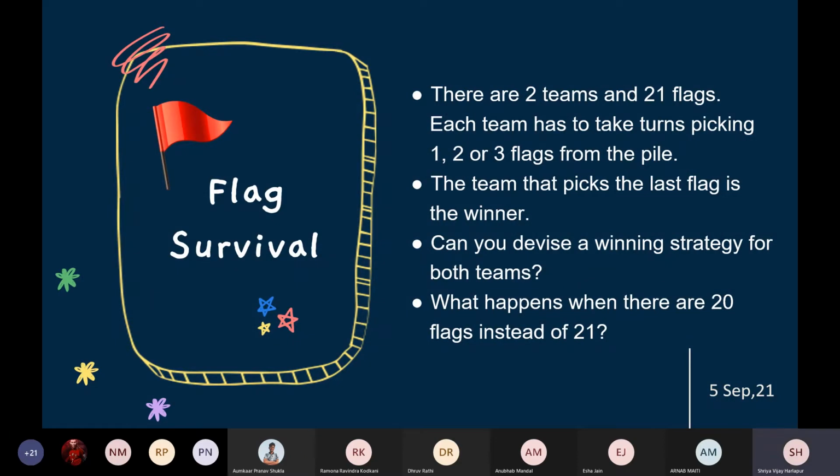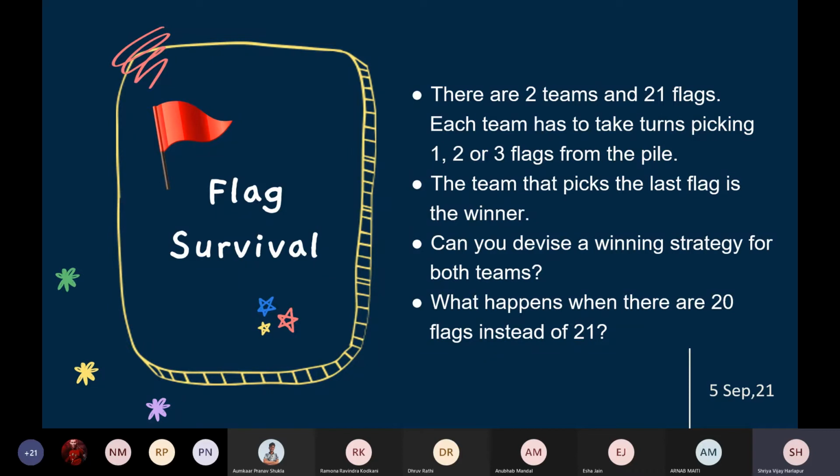Okay, so if you look at it, 20 is exactly divisible by 4, right? And so what happens is, no matter how many flags team A picks in its first turn, team B can always bring that up to a multiple of 4. So if there are 20 flags instead of 21, then team B is guaranteed a win.